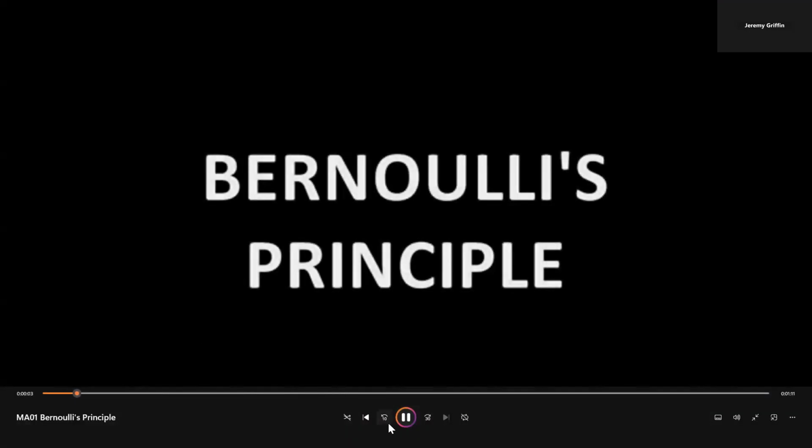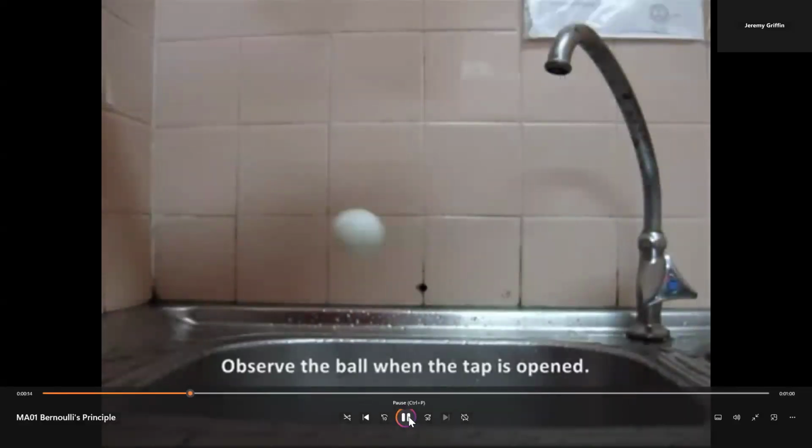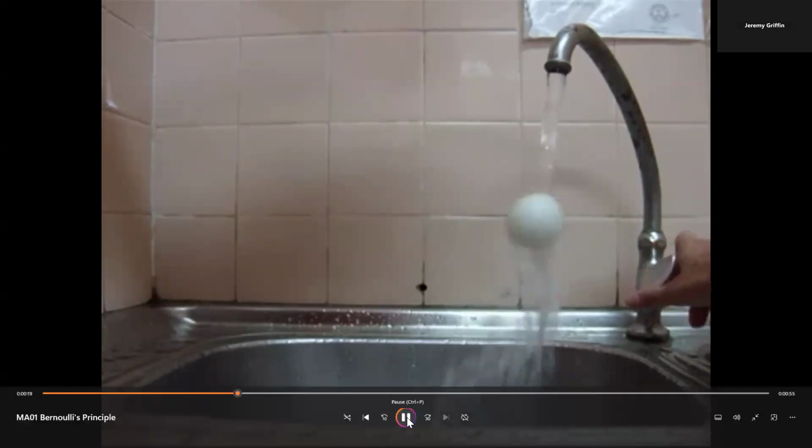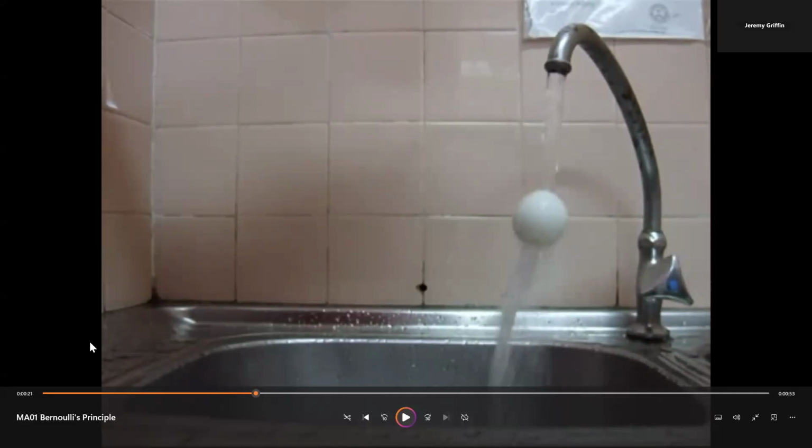All right, Bernoulli principle. You guys see that ping pong ball pendulum right there? He's going to turn on the faucet, and when he does, a stream of water is going to hit that ping pong ball. What do you think is going to happen then? Check this out. You guys saw that ping pong ball got vacuumed in place? Rewind a little bit, just in case you missed it.